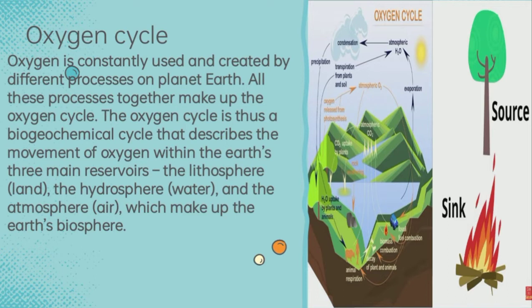The oxygen cycle is thus a biogeochemical cycle that describes the movement of oxygen within the Earth's three main reservoirs, and these are the lithosphere, which is the land, the hydrosphere, which is the water, and the atmosphere, which is air, which make up the Earth's biosphere. So, the oxygen cycle involves the movement of oxygen between biotic, which are the living factors, and abiotic, which are the non-living factors. The oxygen cycle maintains the level of oxygen in our atmosphere. Processes within this cycle are considered either a source of oxygen production or a sink, which involves oxygen consumption.